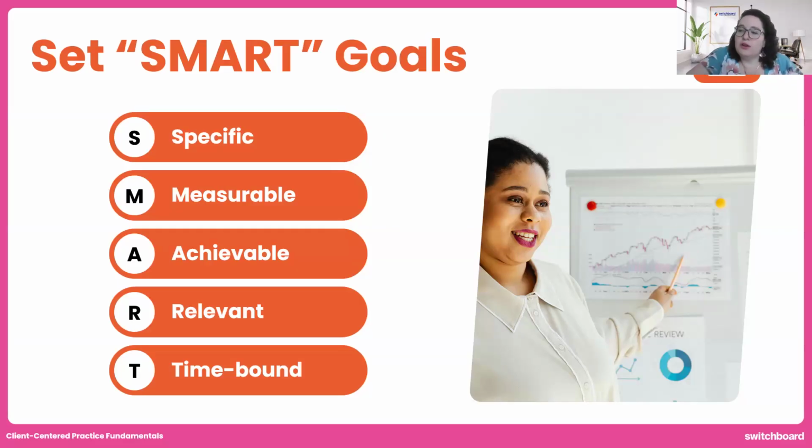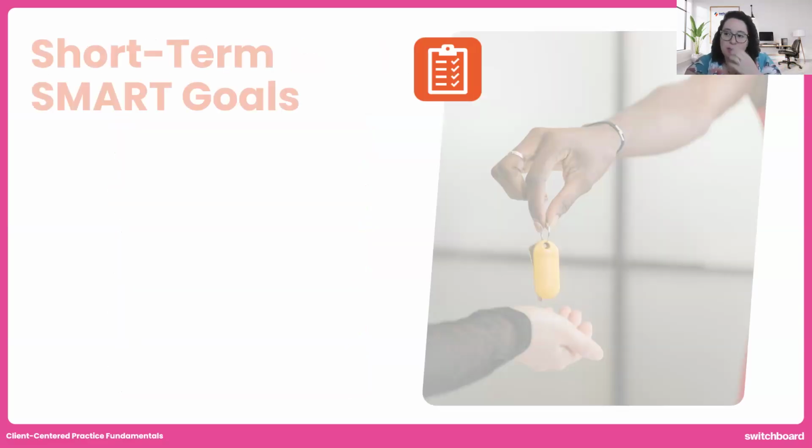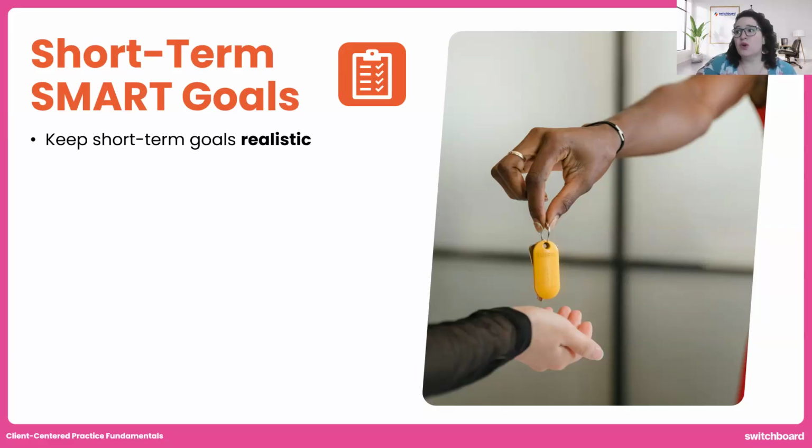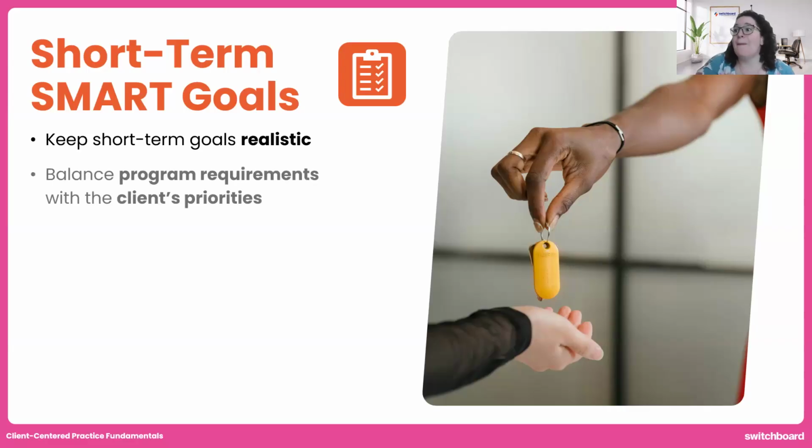So you start with short-term SMART goals. You want to keep short-term goals especially realistic. Make sure that clients can really meet those goals, that they don't feel too overwhelming. Also, recognize that clients often have immediate priorities: housing, quick employment, getting enrolled in education. Work with them to identify what's manageable within a short-term period, like 90 days or whatever that is, while staying in compliance with the program.